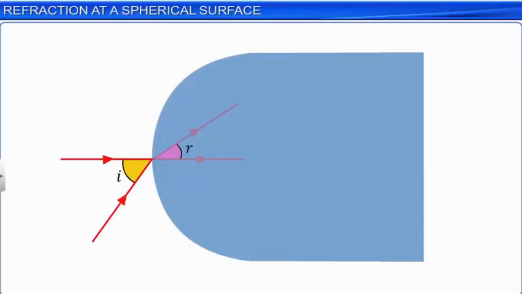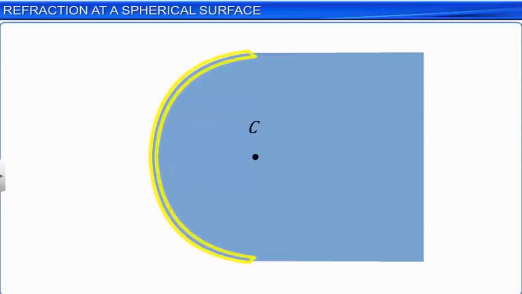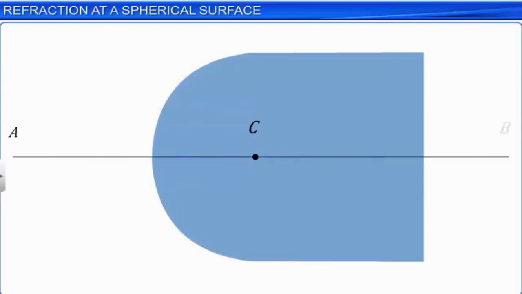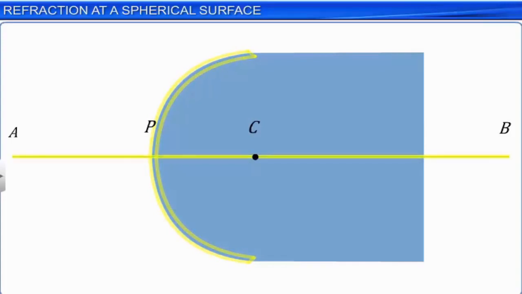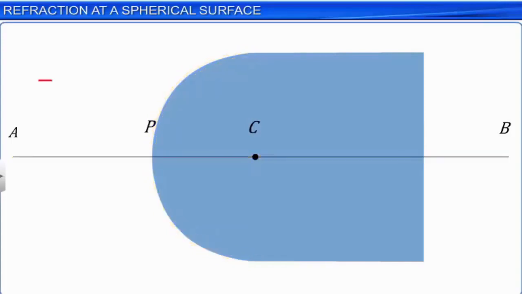Let us study the refraction of light at a spherical surface in detail. Let C be the center of curvature of the spherical surface, AB be the principal axis, and P be the point of intersection of the spherical surface and the principal axis. If a ray of light is incident on the spherical surface, it refracts to the second medium. In order to apply the laws of refraction, we need to draw a normal to the spherical surface at the point of incidence.